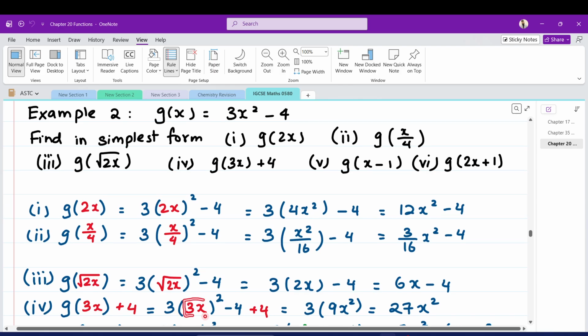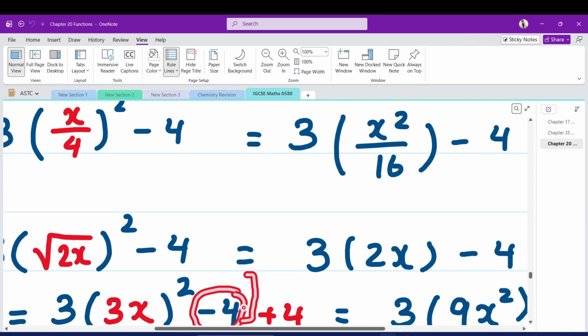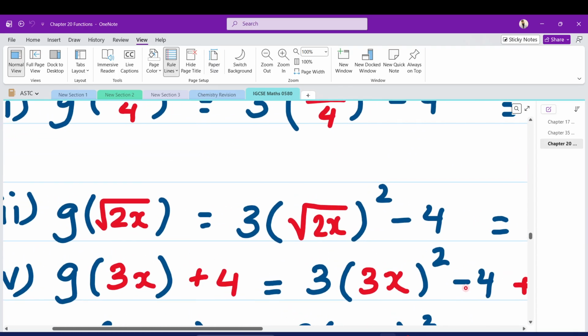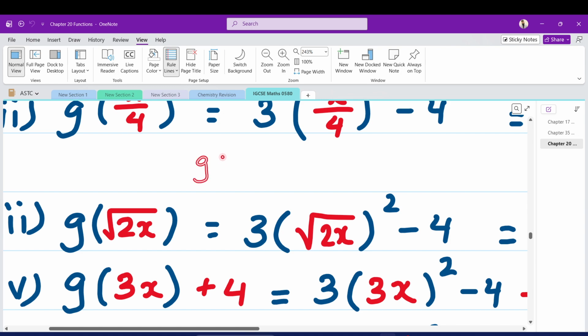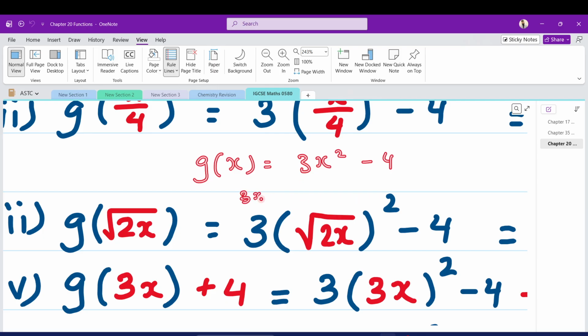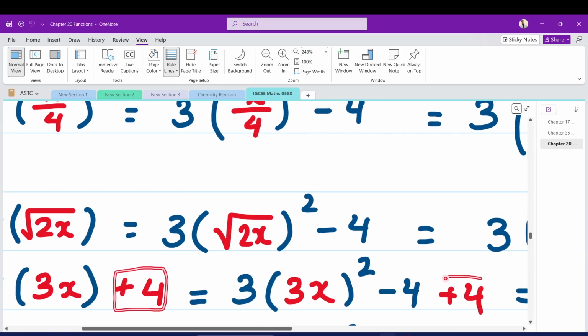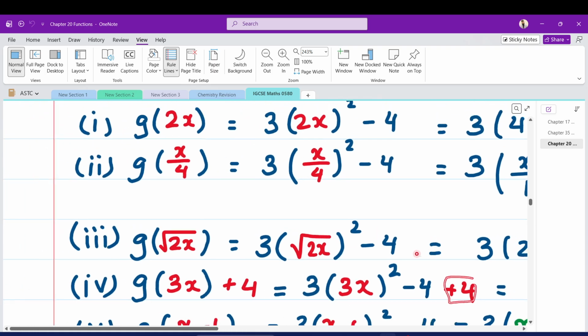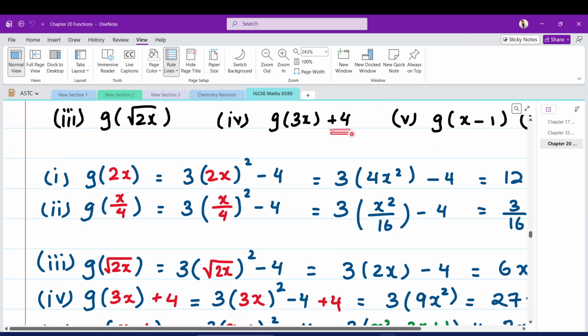I've written 3x over here, and until this portion, this is the original function. So forget about this 4 over here for a moment. Your original function is g of x is equal to 3x square minus 4. So all I have done is that I have plugged in 3x into this side. So that's what you have over here. Then the question also asks you to add 4 into it as well. So that's what we have done at the end. This is the requirement of the question, that you have to add 4 as well.